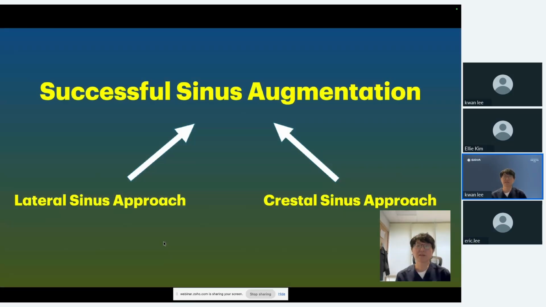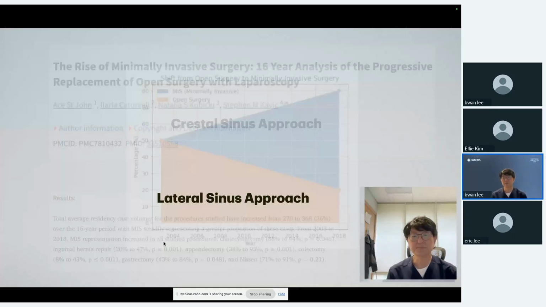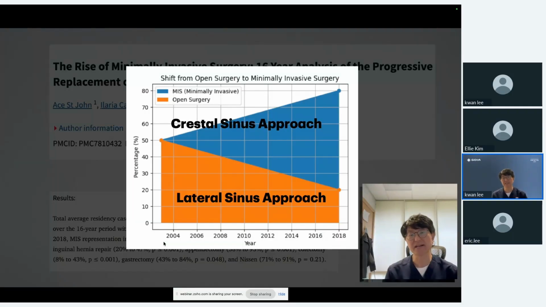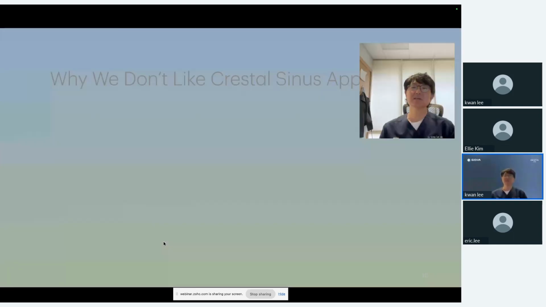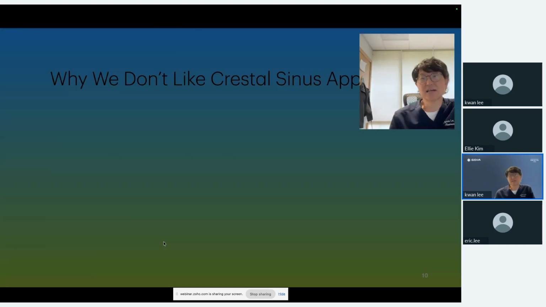So let's look at the successful sinus augmentation. There are only two ways, lateral sinus and Crestal sinus. So hopefully the Crestal sinus is getting more popular now or in the future. But the problem is the things that I don't like about the Crestal sinus approach.